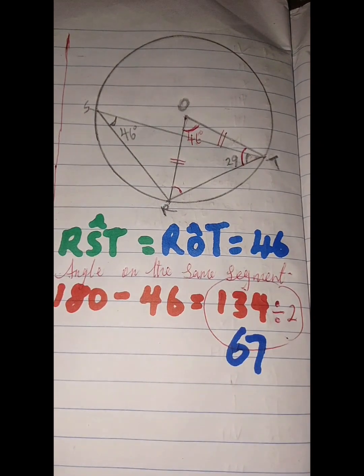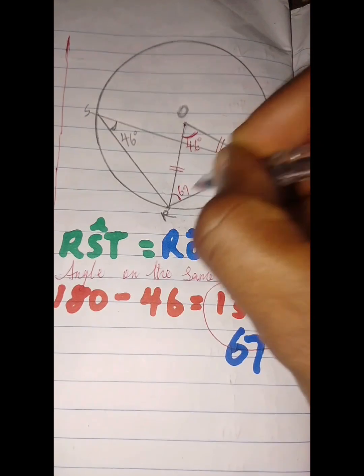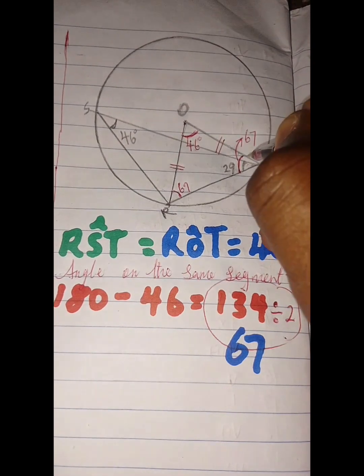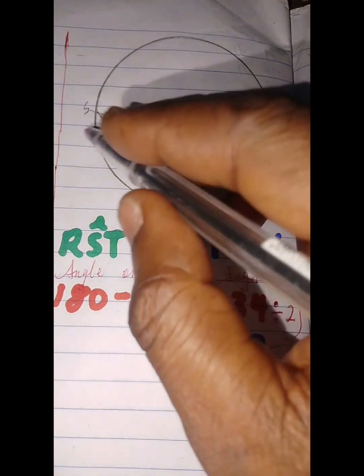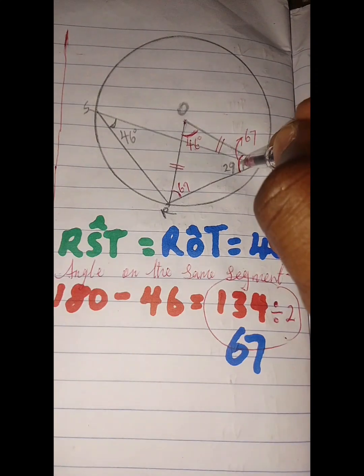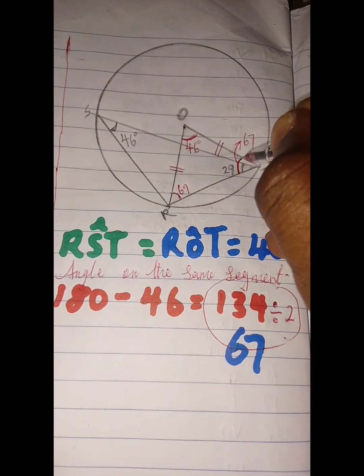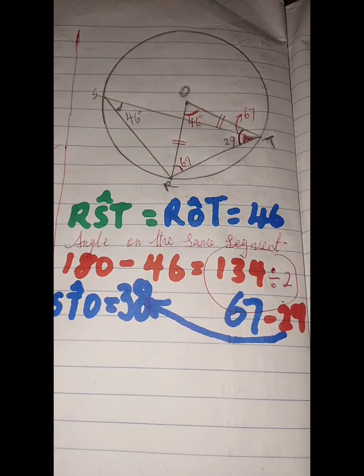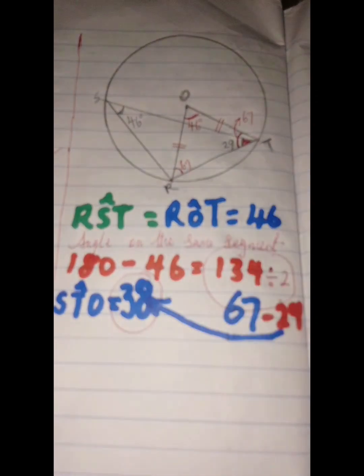So that means here is 67, and the total of all of these is 67. And then since we're looking for STO, it will be 67 minus 29. Your answer is 38 degrees.